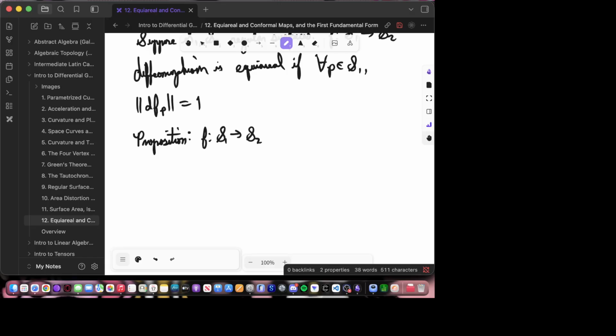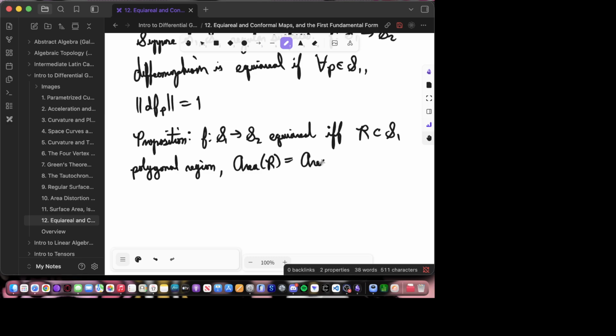And furthermore, we have that a diffeomorphism F is equiareal if and only if, given a polygonal region R, the area of R is equal to the area of F of R.